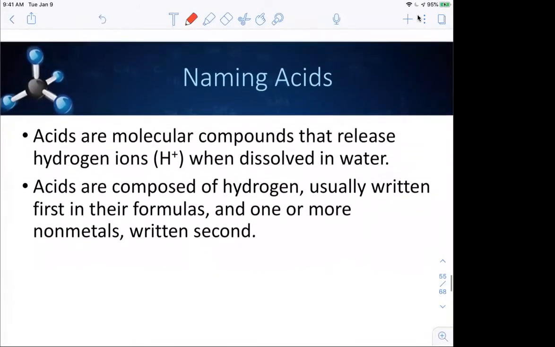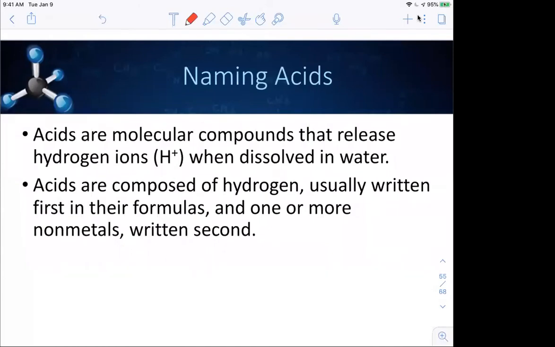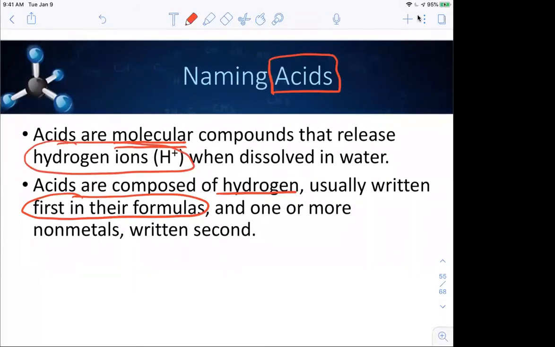All right. Acids. Those are another type of molecular compounds. Acids can be recognized because they usually are composed of hydrogen, which is written first in their formula. And then I could have either another nonmetal or a polyatomic after the hydrogen. Acids are molecular compounds, so they're all covalently bonded, that release hydrogen ions, which are H pluses. And this is important when they're dissolved in water.